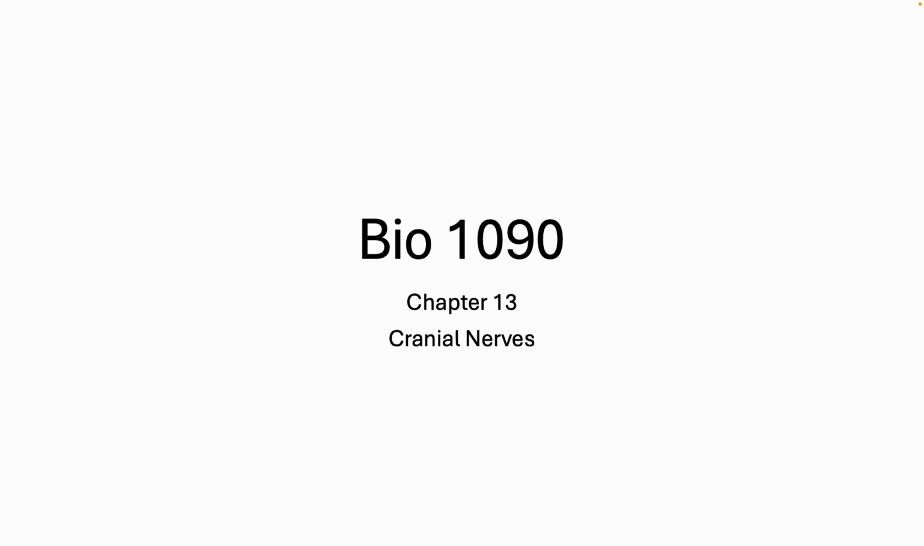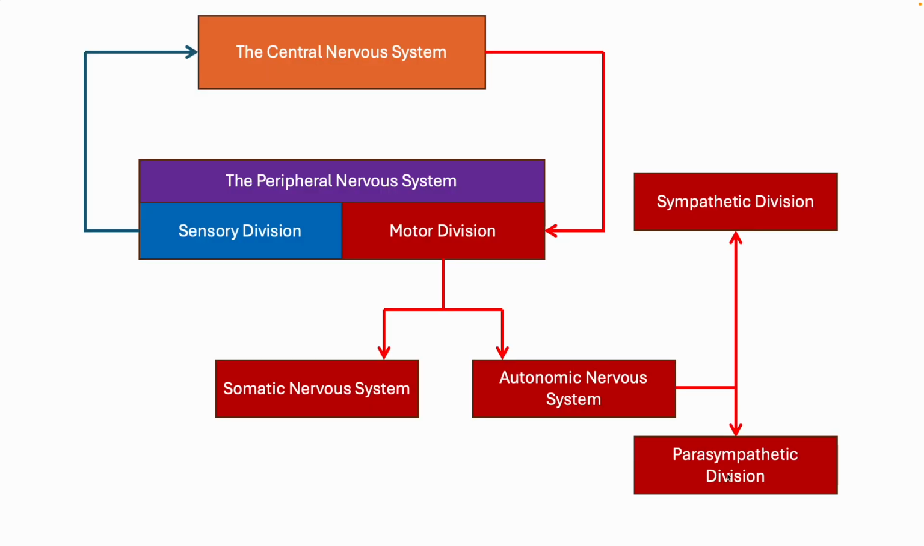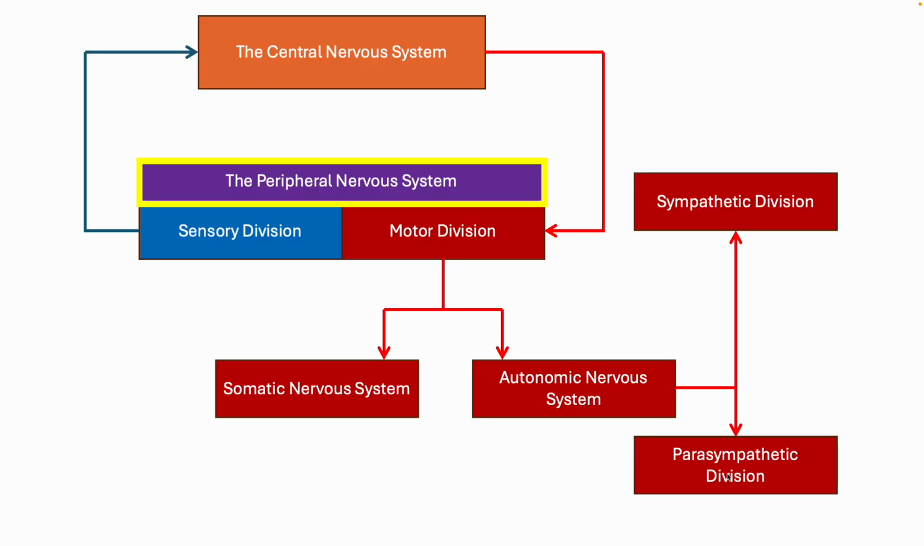In this video, we are going to be moving out from the central nervous system to the peripheral nervous system and start talking about nerves. Specifically, we will be talking about cranial nerves. So this is where we are in this diagram.